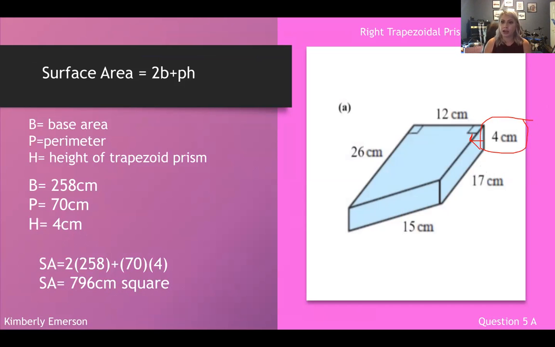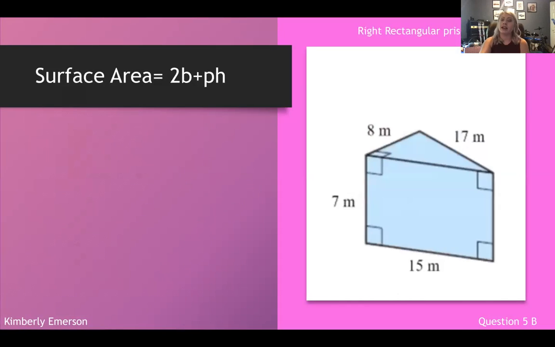So this is how we're going to find surface area. 2 times our base, 258, plus 70, which is our perimeter, times our height, which is 4. So surface area equals 796 centimeters squared. Pretty easy. Now let's do another one.